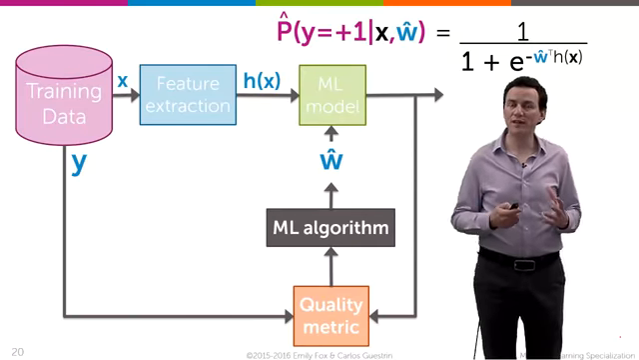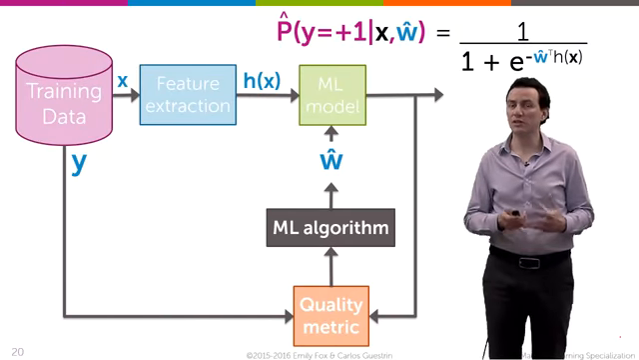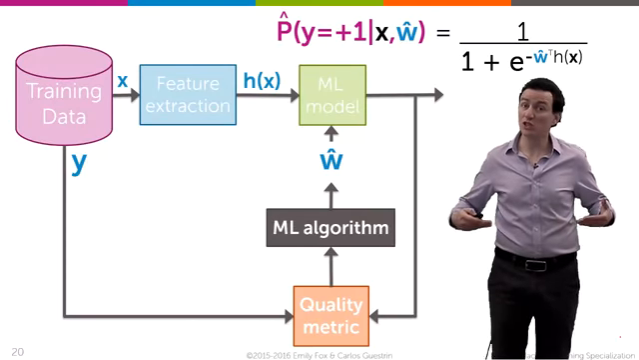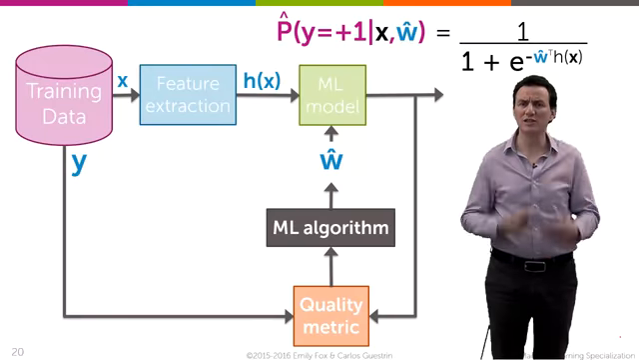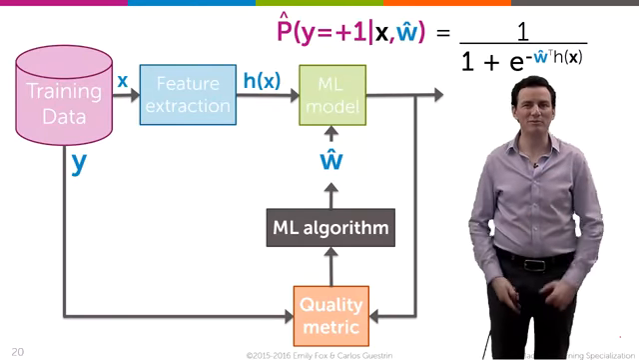Good. So we've defined the model we want to fit, the logistic regression model. We talked about the quality metric, the likelihood function. Now we're going to define the gradient ascent algorithm, which is our machine learning algorithm that tries to make the likelihood function as large as possible and find our famous W hat that fits our data really well.